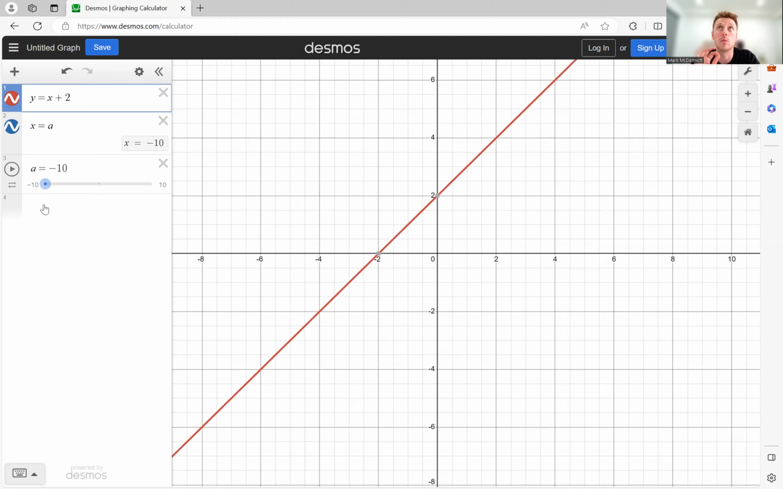And so the way we can test that is what's called the vertical line test. Anywhere I draw this blue line, this vertical line, there is nowhere on the line y equals x plus 2 that this vertical line will cross twice. So that means it's a function. Now the question is, is it a one-to-one function?